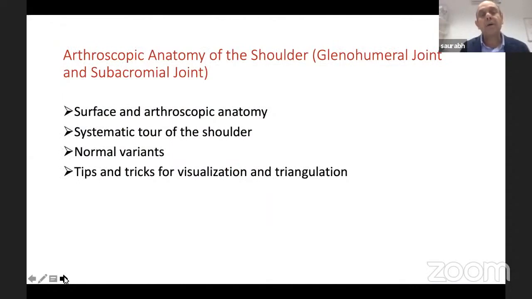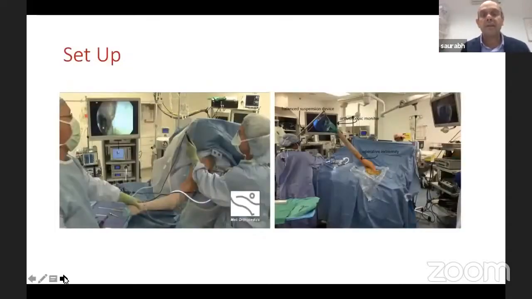So we'll start with setup, patient positioning, surface anatomy, bony landmarks, and then finally the arthroscopy. I've got some videos to show what it looks like in a glenohumeral joint and in a subacromial space. Then after we've done a tour of the shoulder, we'll look at the normal variants of the labrum. And finally, some tips and tricks to get a good visualization inside the shoulder while doing arthroscopy, and then triangulation tips and tricks.